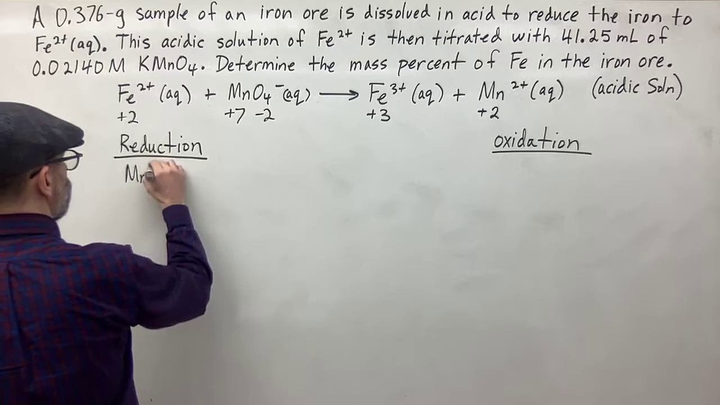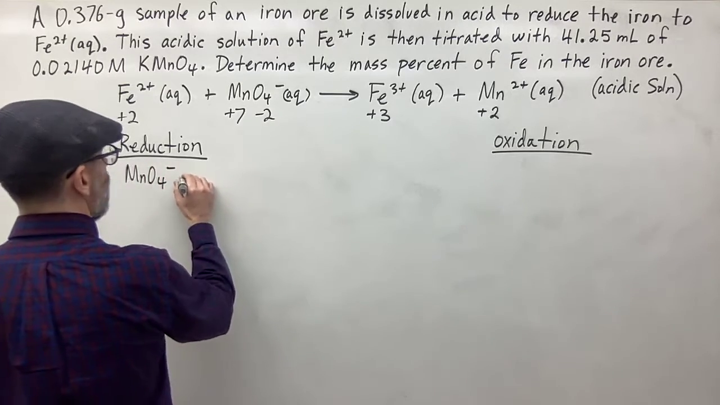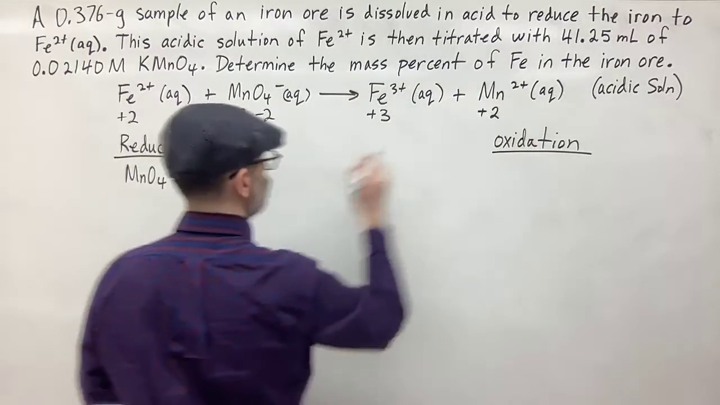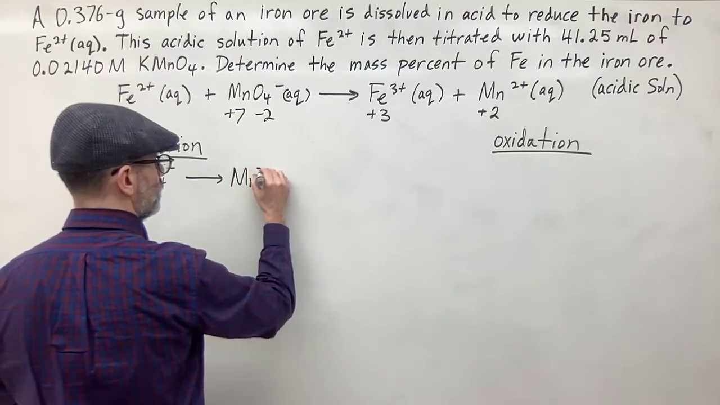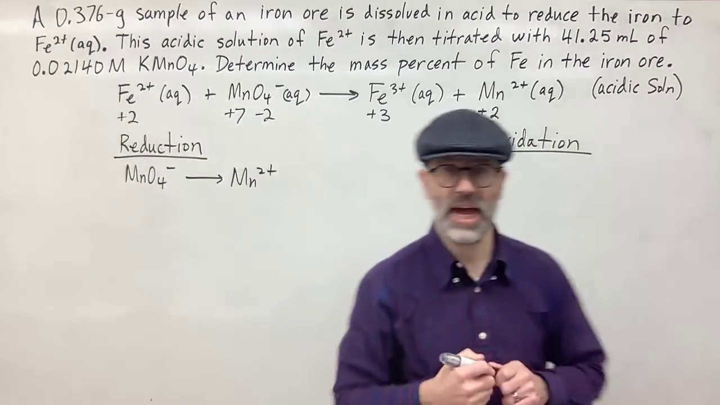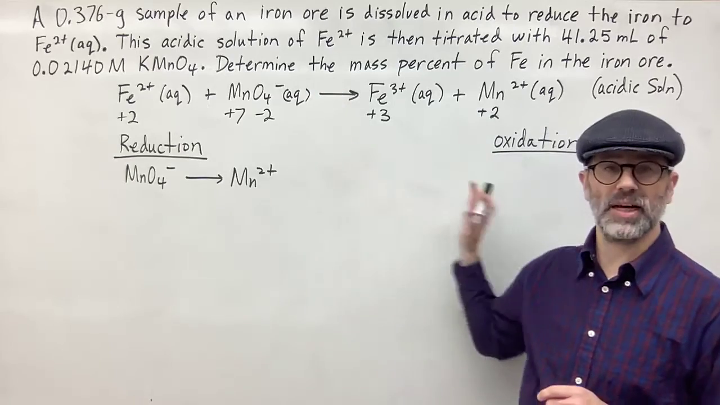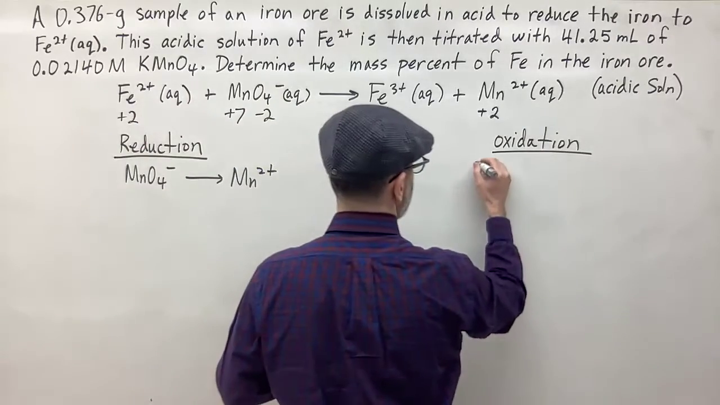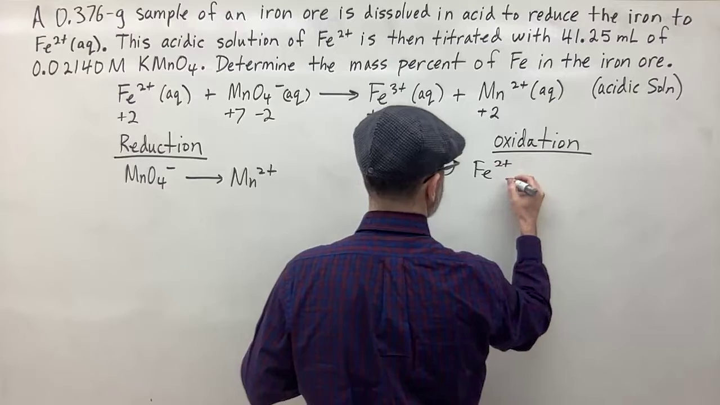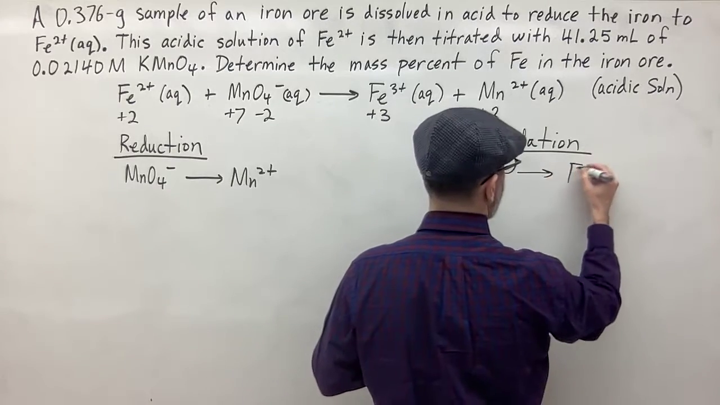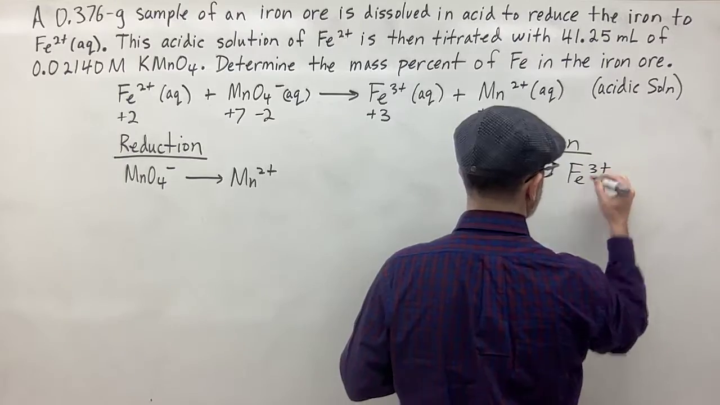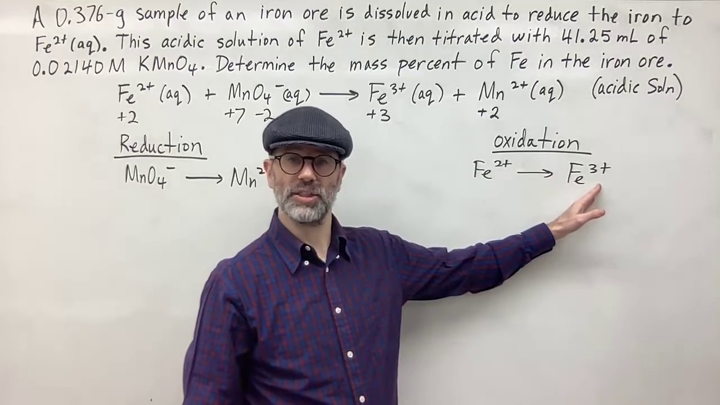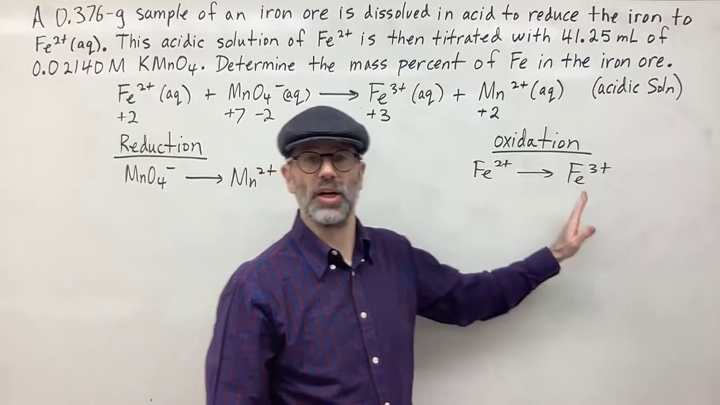So MnO4 minus, and that's on the reactant side. And that's going to go to Mn2 plus. That's on the product side. So here's our reduction half reaction. And then we write the oxidation half reaction over here. So the iron, we start with iron, Fe2 plus, and then that goes to Fe3 plus. So it increased in oxidation state, so therefore it lost electrons, therefore it underwent oxidation.